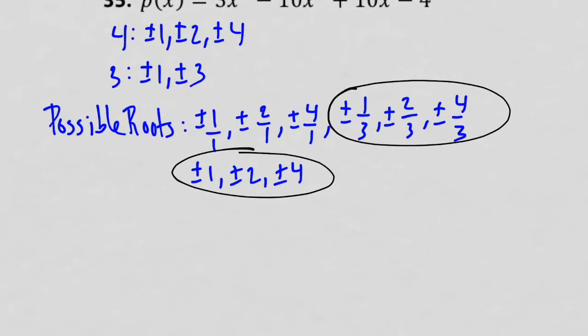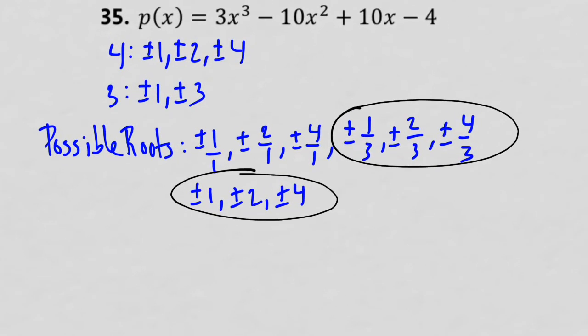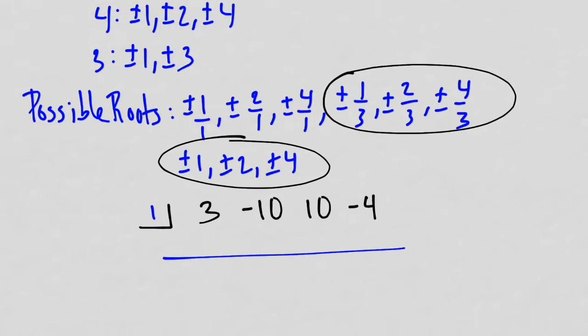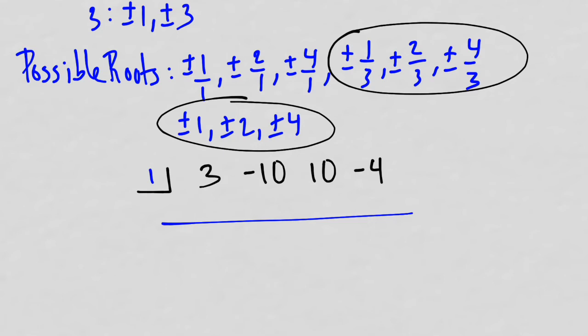Alright, we're going to test them out with synthetic division using 3, negative 10, positive 10, and negative 4. And let's start with 1. I always hope that 1 is the factor. It's the easiest one to test out. Let's bring down the 3. 1 times 3 is 3. Negative 10 plus 3 is negative 7. 1 times negative 7 is negative 7, and 10 minus 7 is 3. That is 1 times 3, which is 3. And that's negative 1. Almost 0, but not quite. So no.